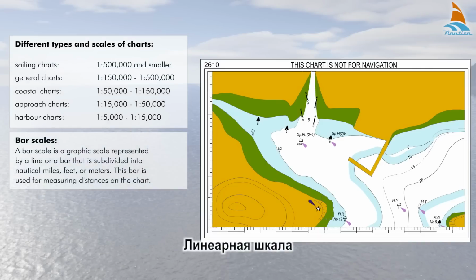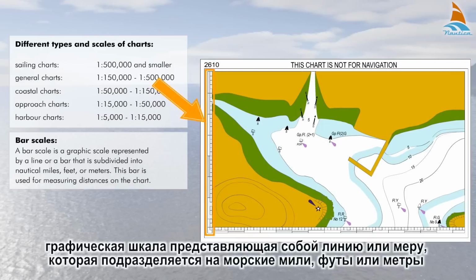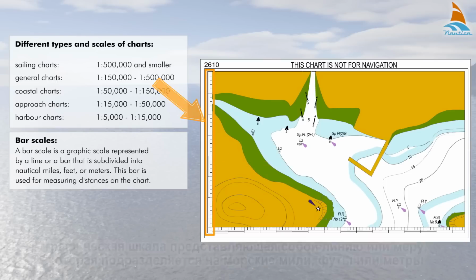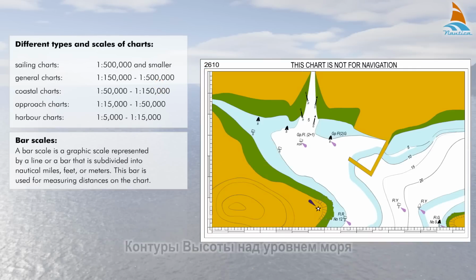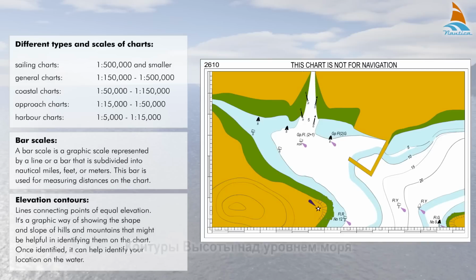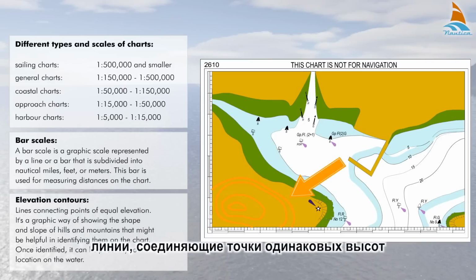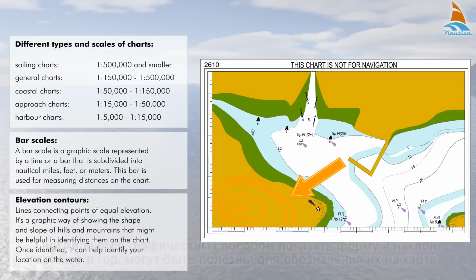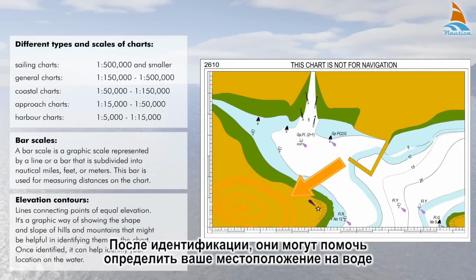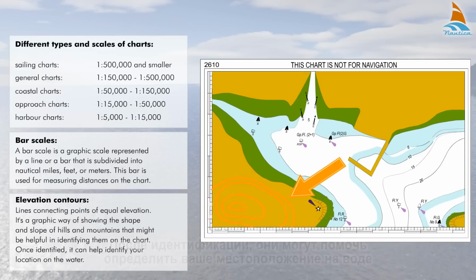Bar scales. A bar scale is a graphic scale represented by a line or a bar that is subdivided into nautical miles, feet, or meters. This bar is used for measuring distances on the chart. Elevation contours. These are lines connecting points of equal elevation. They're a graphical way of showing the shape and slope of hills and mountains that might be helpful in identifying them on the chart. Once identified, they can help identify your location on the water.